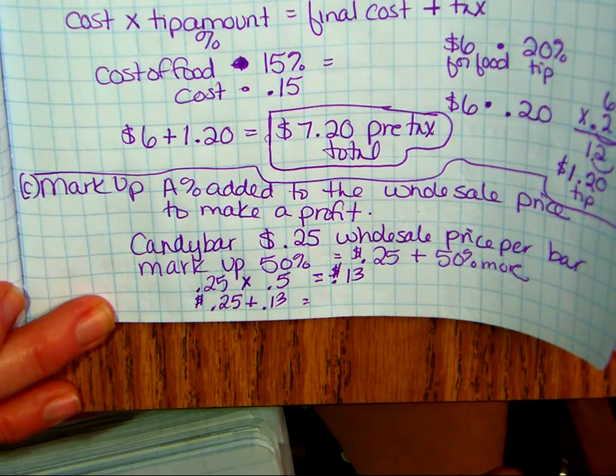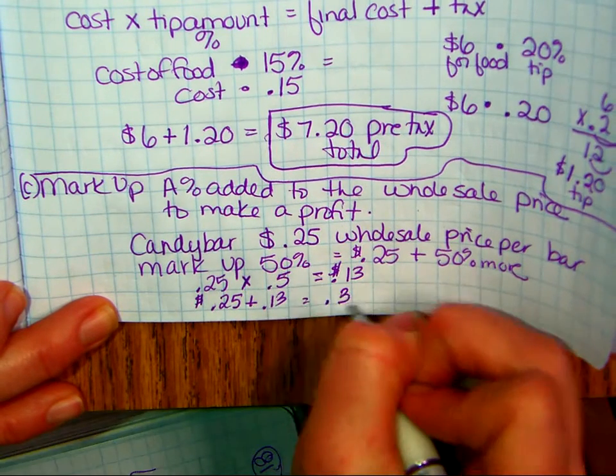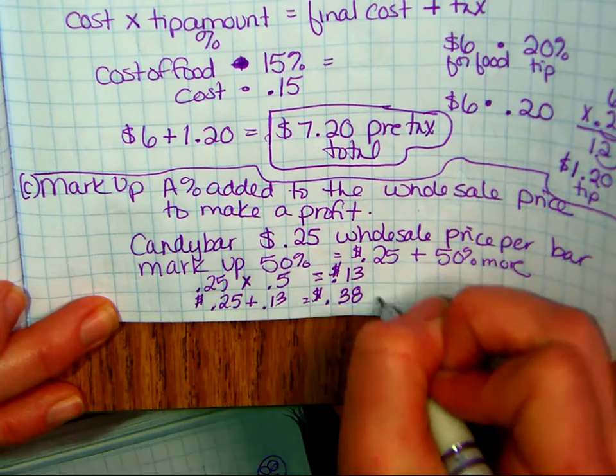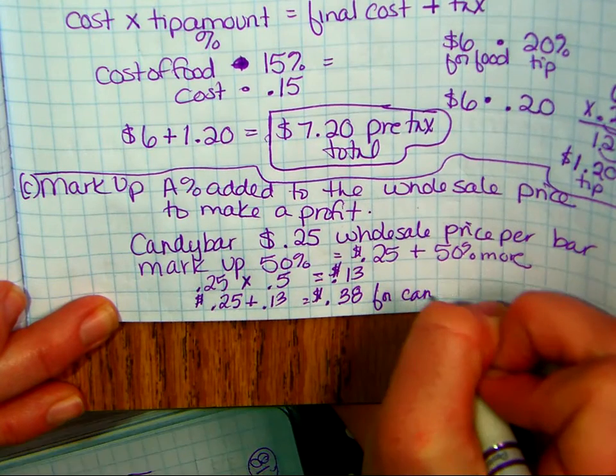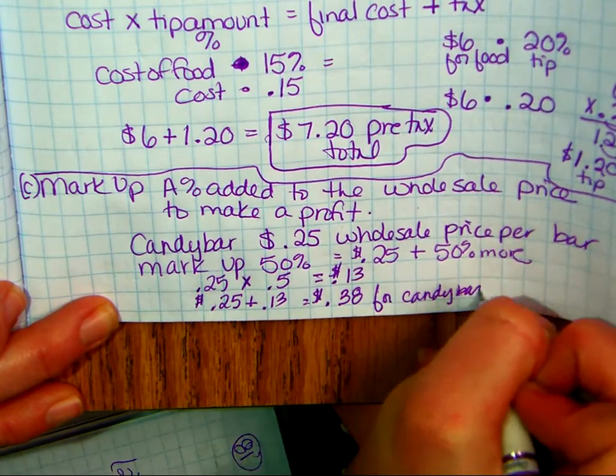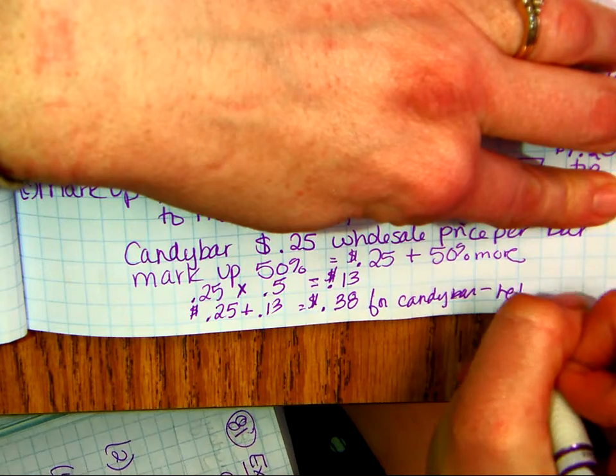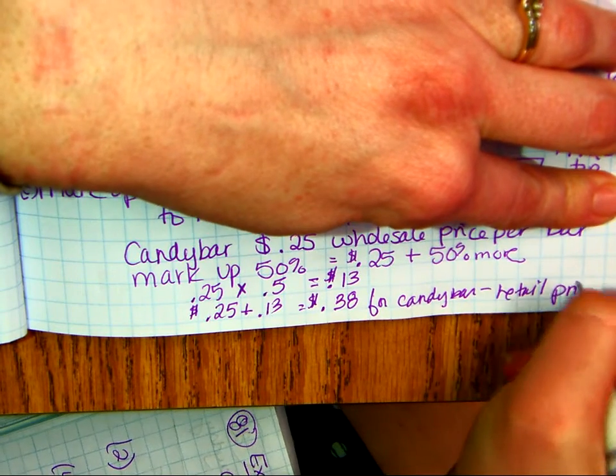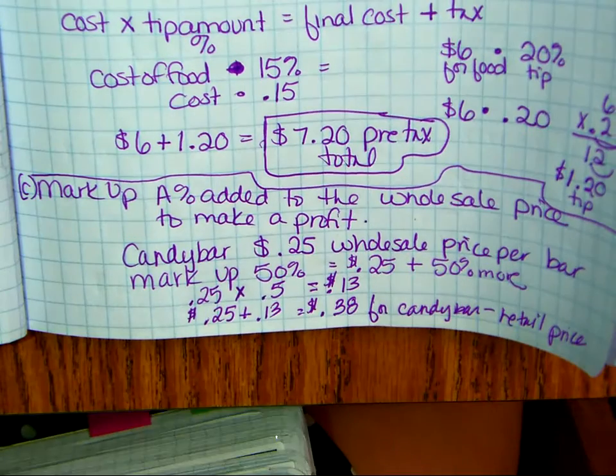38 cents. So they would charge 38 cents for the candy bar. That would be the retail price. Not so bad. I would buy a candy bar for 38 cents. They make a little money.